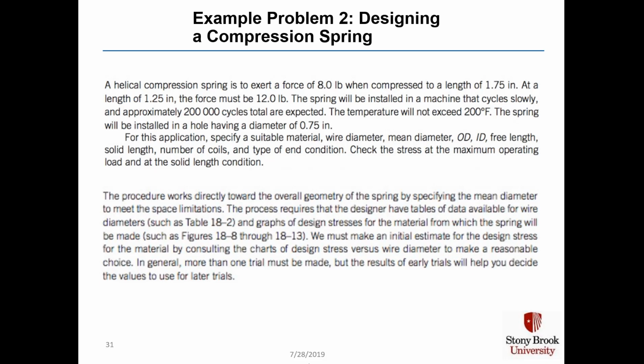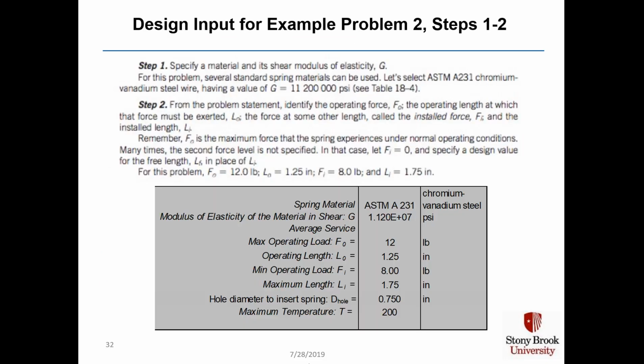We will make an initial estimate for the design stress for the material by consulting the charts of design stress versus wire diameter. In general, more than one trial must be made, but the results of the early trials will help you decide the values to use for later trials. In step 1, we specify a material and its shear modulus of elasticity G. For this problem, we can use several different standard spring materials, but we've selected ASTM A231 chromium vanadium steel wire for this example.